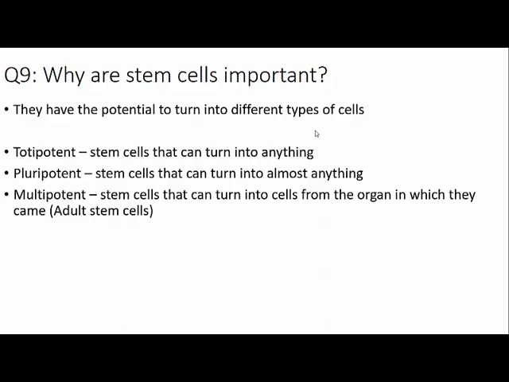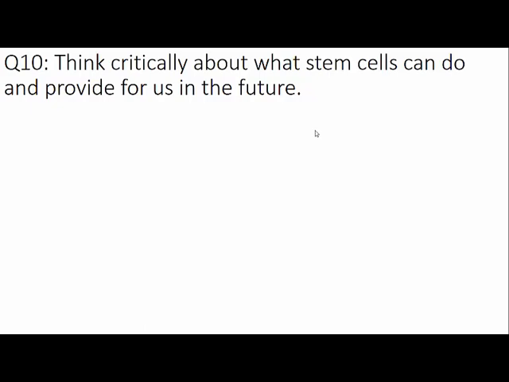If I take stem cells from the heart, I can only turn them into cells that have to do with the heart. But if you have a heart attack, you're not going to take stem cells from the heart because the heart would be damaged. All right, number 10, think critically about what stem cells can do and provide for us in the future. For example, it can heal damage done by a heart attack. They're going to give you a list of scenarios and you would have to choose which one would benefit from using stem cells. Heal damage done by a heart attack would be an example there.